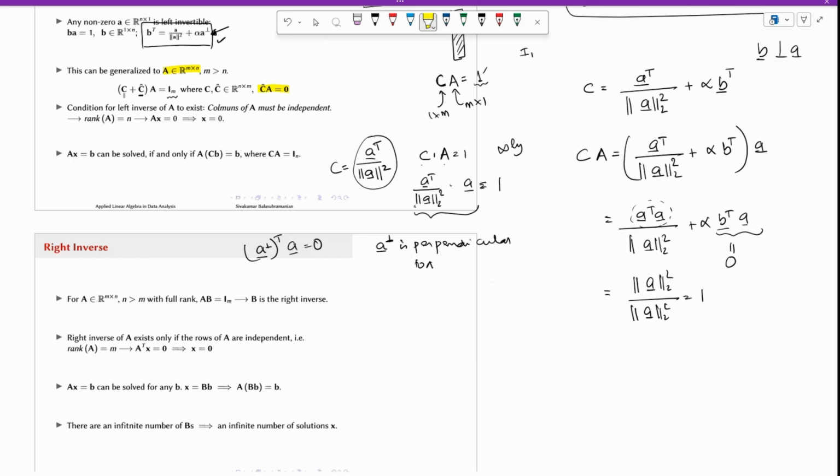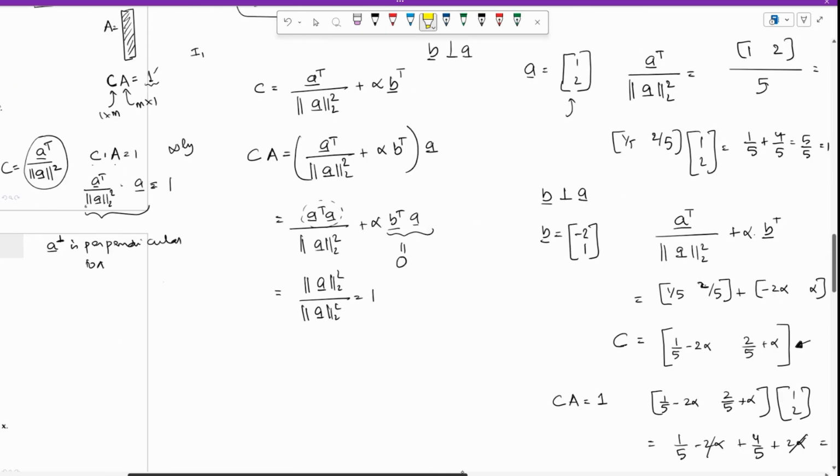Because if C is a left inverse, CA will give me I_n, and C hat A will give me 0, right? So if you can identify matrices C hat such that C hat times A is 0, then C plus C hat will also be a left inverse, and that's essentially what leads to infinitely many left inverses. Okay, because there are infinitely many C hat matrices such that C hat A gives me 0. Okay, let's do an example. Then it becomes clearer.